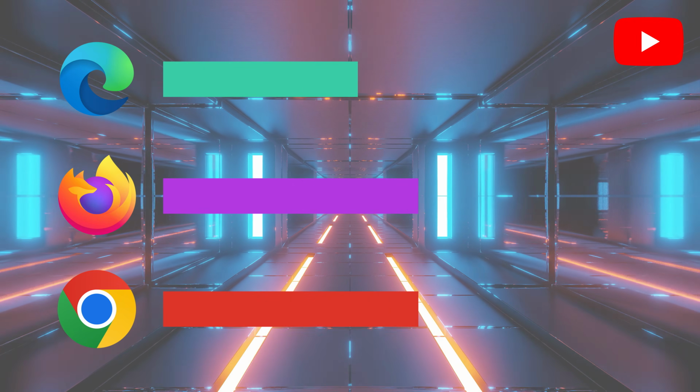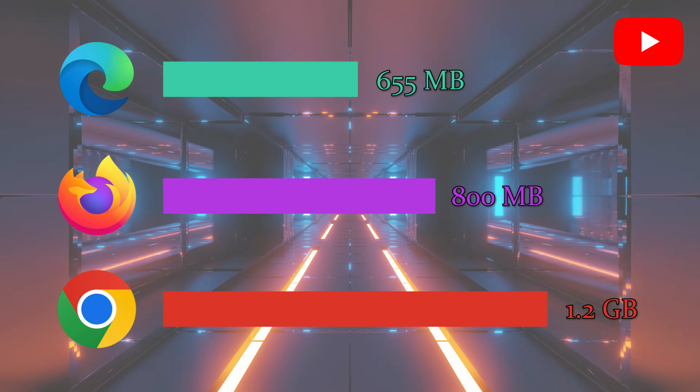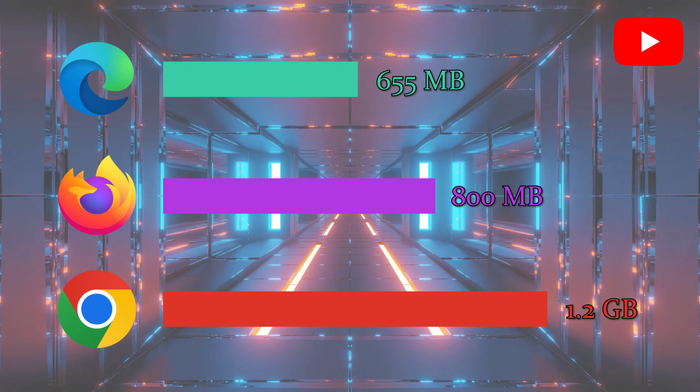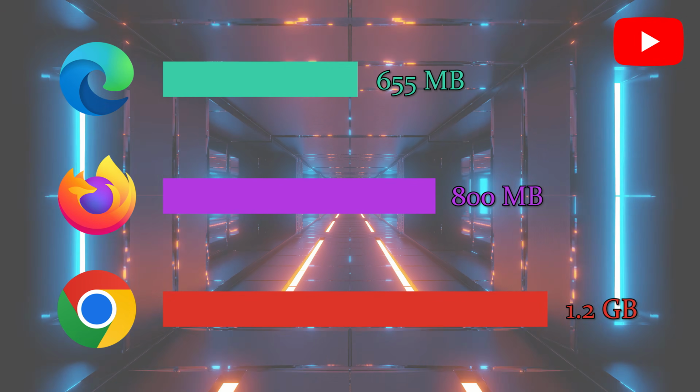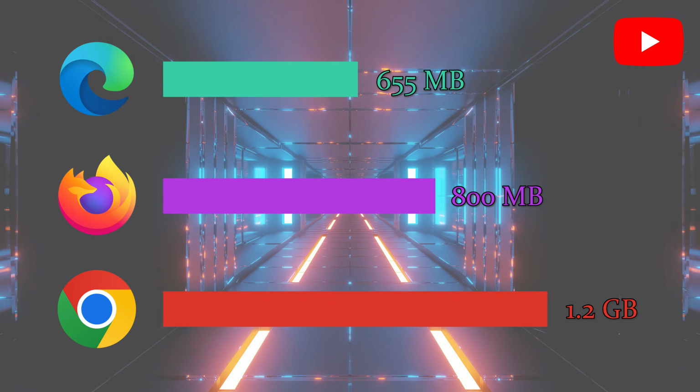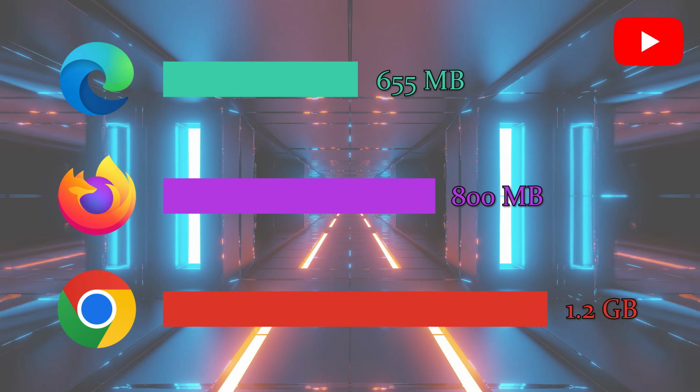Edge ended up using the least RAM at 655MB. Firefox used a bit more RAM at around 800MB, and Chrome was the worst of the bunch, as it used significantly more RAM at approximately 1.2GB.